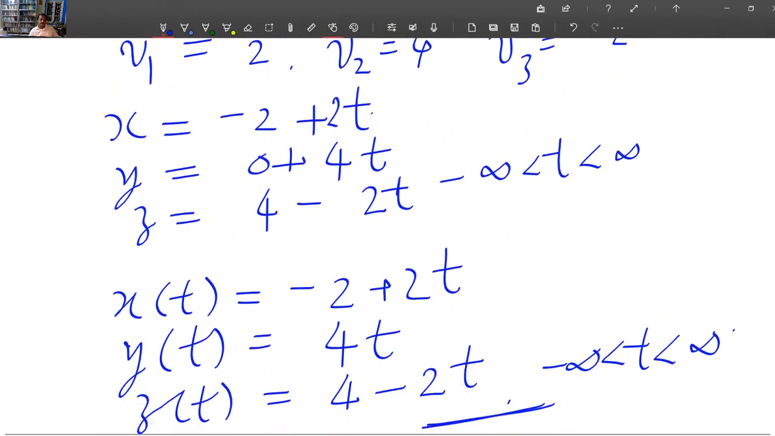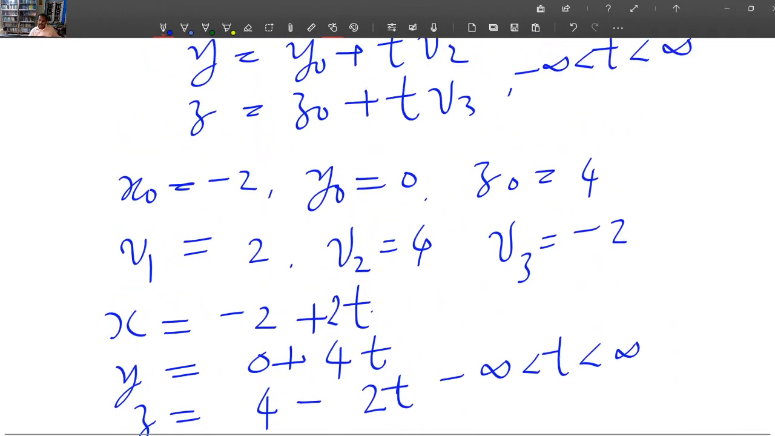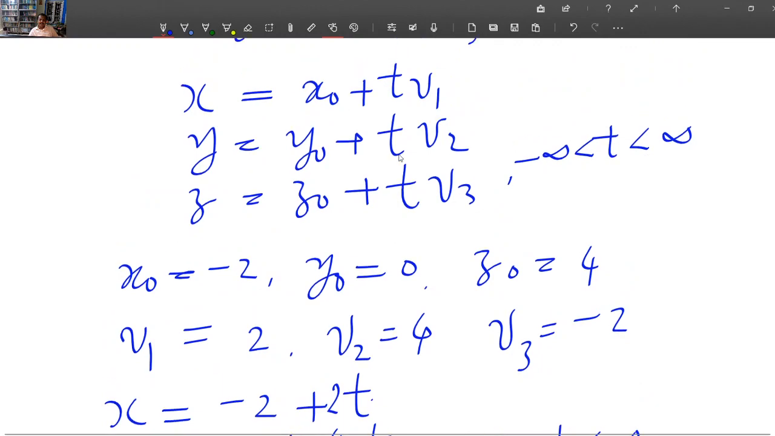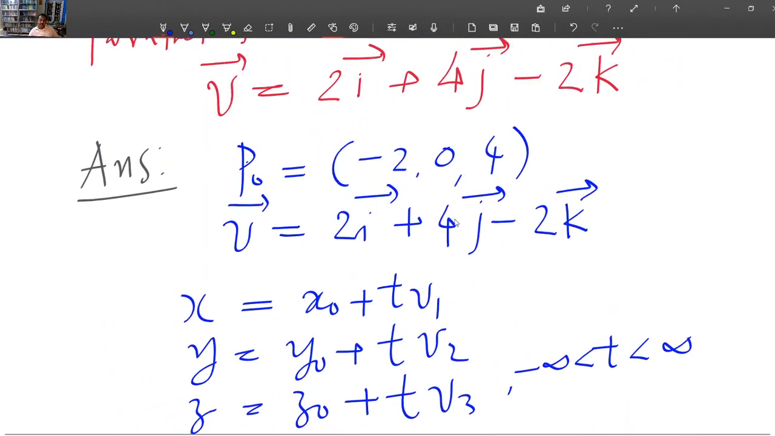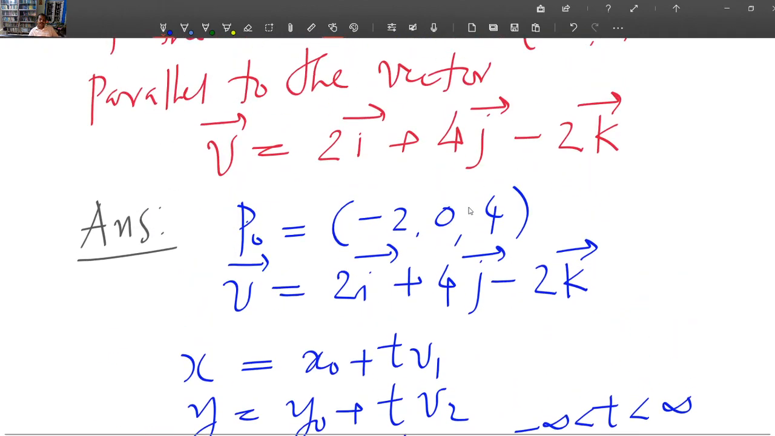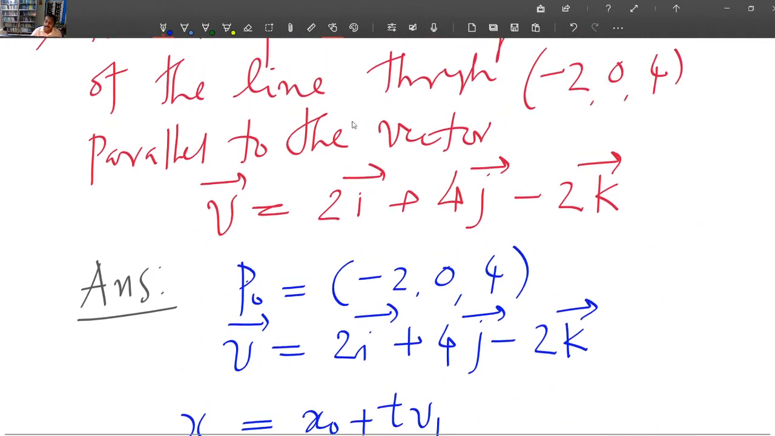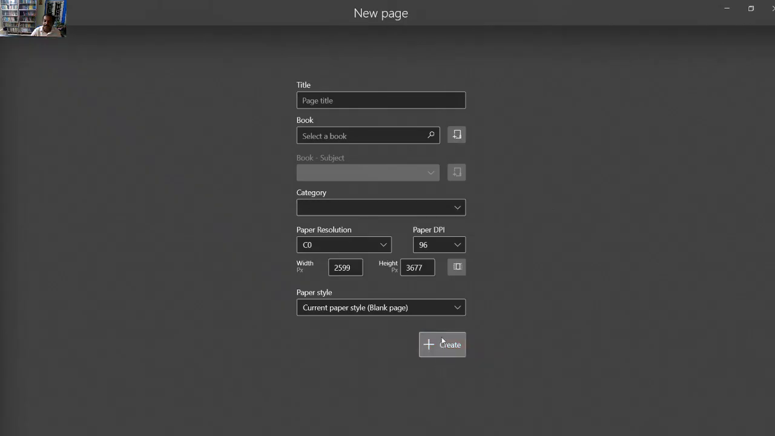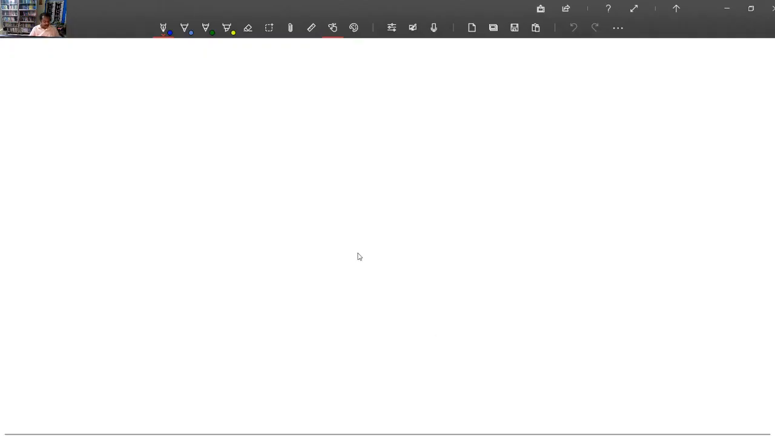Now you have a second question. So this is the case when a point and a vector is given. Now we are switching on to the case when 2 points on a line are given. So that's the next question. So consider a new page. So the question is, question number 2.